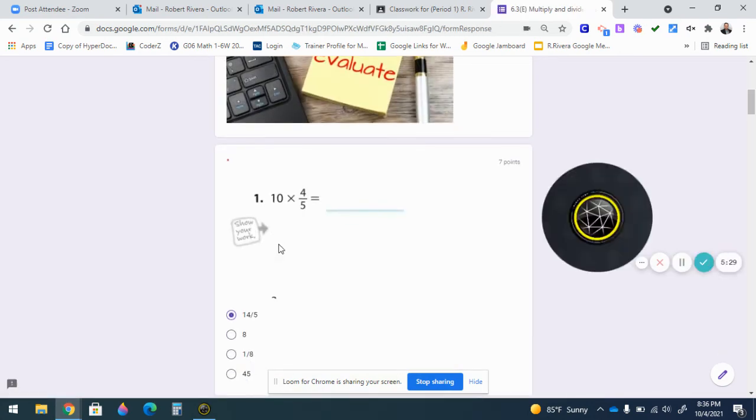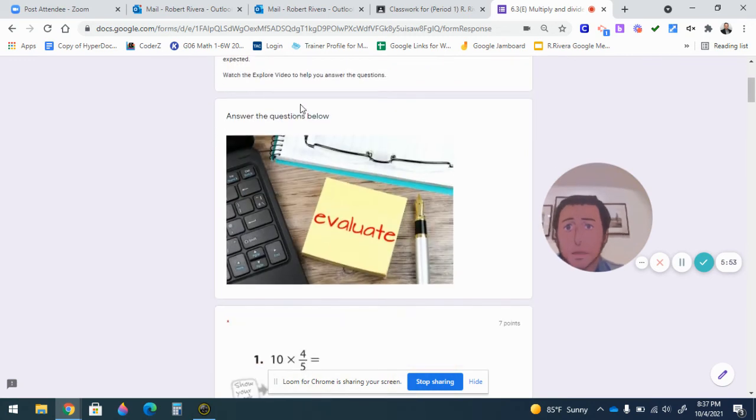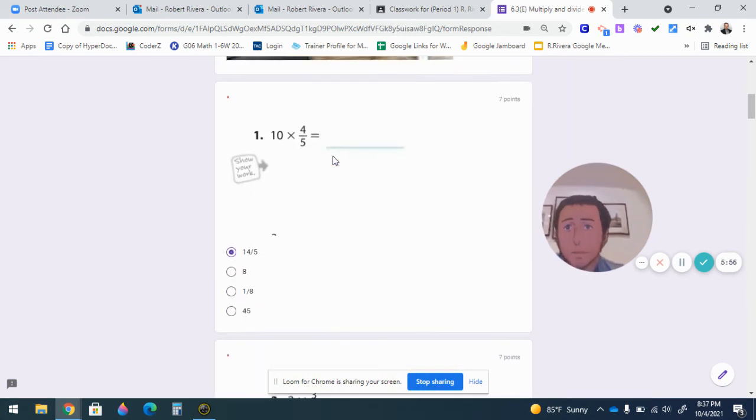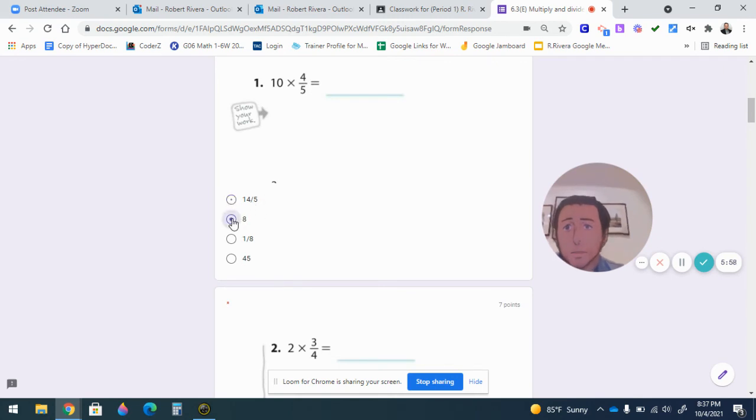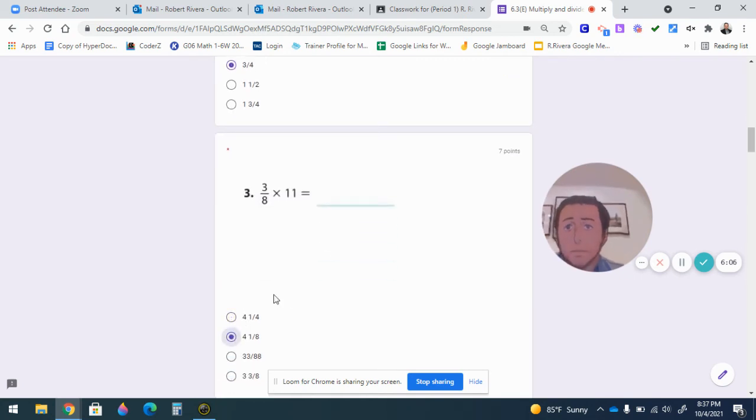Again, you're going to get your homework journal out. Remember that if it's a whole number, you have to put a 1 on the bottom and then just multiply across. Don't forget to simplify all your answers as I mentioned here. Work all your problems on a separate paper, which is basically your homework journal. Show all your strategies and organize your work as expected. I don't want you to just click and guess. I would watch the videos to help you answer the questions. Now let's pretend that you don't finish. I'm just selecting whatever, guys, so don't think these are the answers. Let's pretend that you stop there, at number 3.